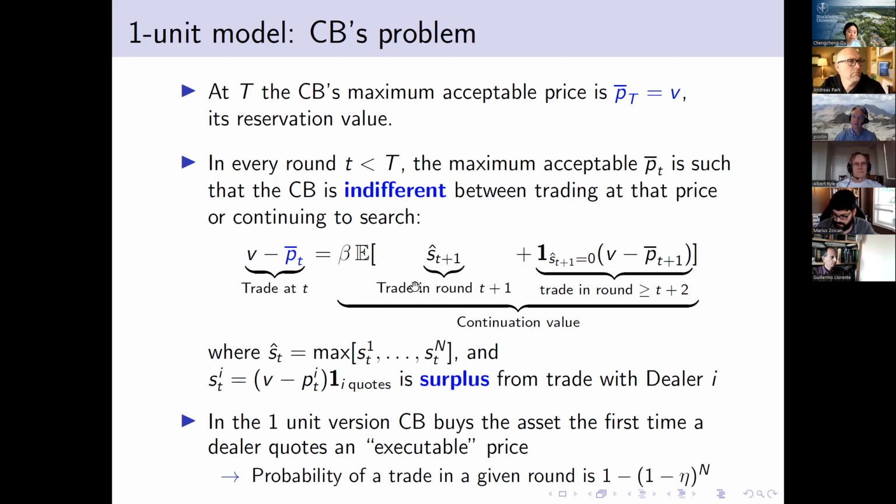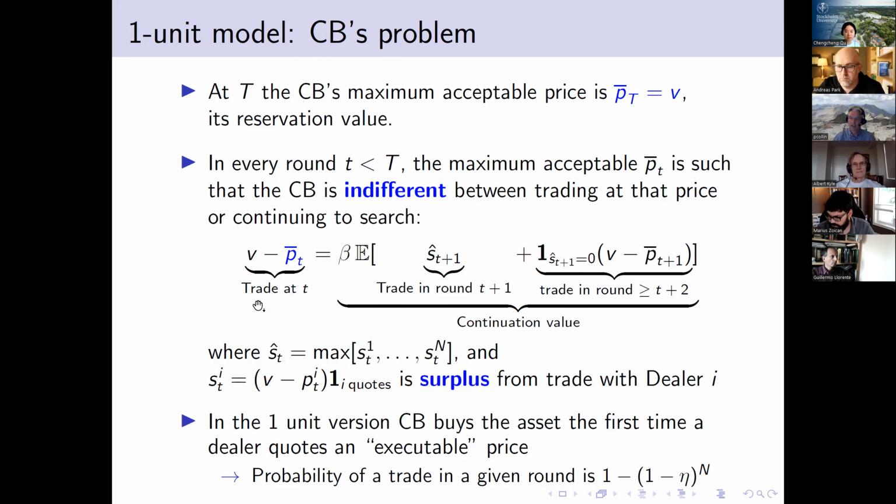So in the subsequent round, there might be N dealers quoting with some probability, some price generated from this optimal density in the future round. And then if nobody quotes in the future round, then it has to move to the next round.